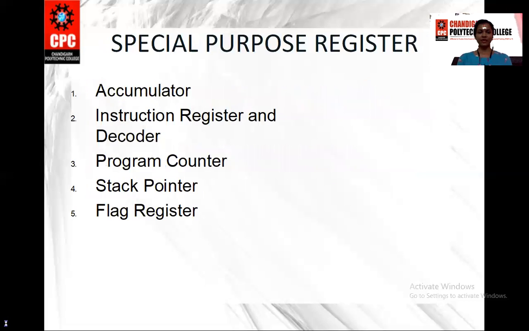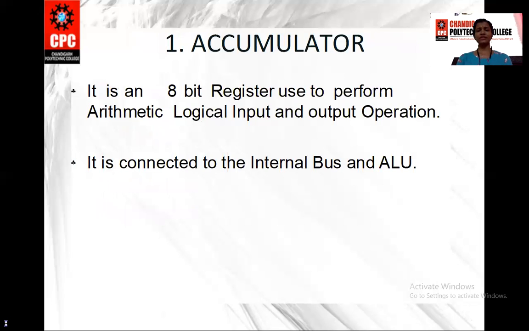Next will be your special purpose registers. How many special purpose registers are there in 8085? There are 5 special purpose registers in the 8085 microprocessor, which are named accumulator, instruction register, program counter, stack pointer, and flag register. Firstly, what is the accumulator? The accumulator is an 8-bit register which is used to store the result that we get after performing operations in the arithmetic and logical unit.